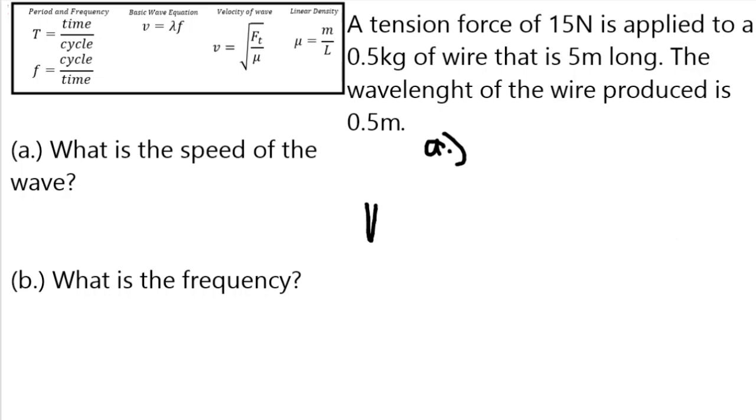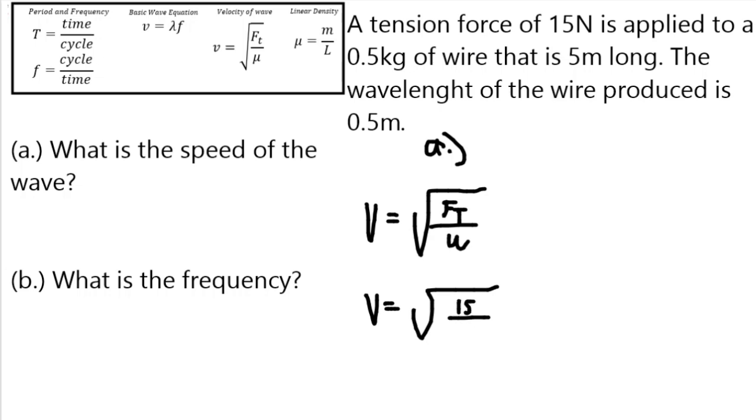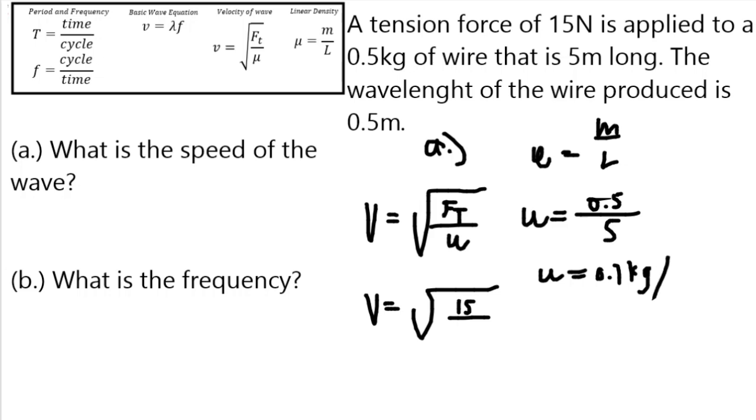To solve this problem, I already have some equations here on the top left. To get the speed, we just need to use the velocity of a wave equation. The tension force is going to be 50 newtons. So we need to calculate mu, the linear density. It's going to be mass over length. Our mass is 0.5 kilograms, and the length of the wire is 5 meters. So we will get 0.1 kilogram per meter. This is the linear density of this wire.